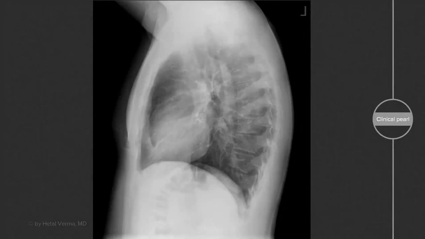So how about on a lateral view? Again, it's important to have both a frontal and a lateral view whenever possible. However, a lateral view is almost never performed alone. It's still important to recognize the anatomy on this view, so let's take a look.